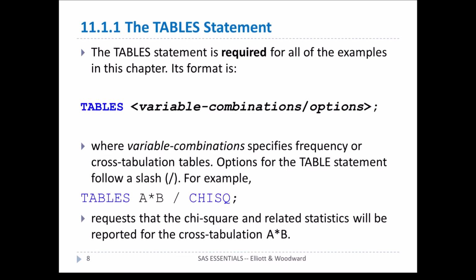So the TABLES statement, as I mentioned, is very important. It's required for all of the examples in this chapter. And the format of it is TABLES and then whatever variable combinations you're looking for /options. So in the example below here, I have TABLES A*B, or A by B, whatever you want to call it. A and B are both variables, so it could be height by weight or length by width or something like that. And then that specifies the tables you want counts for, so A and B are both count type variables. And then /CHISQ specifies which kind of analysis you want for this table.